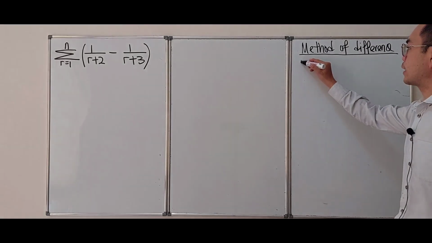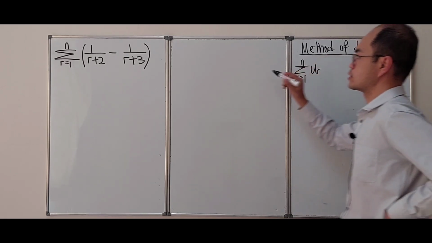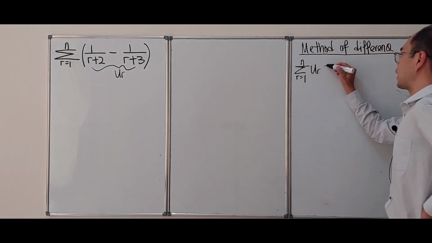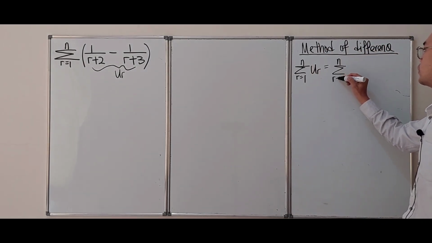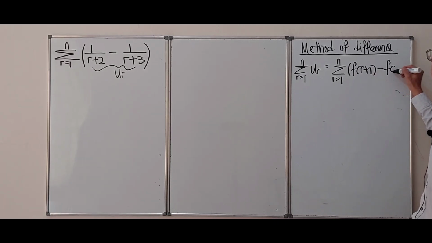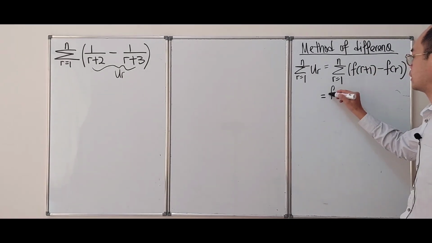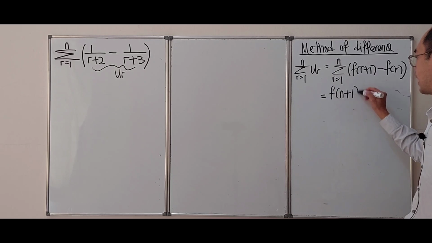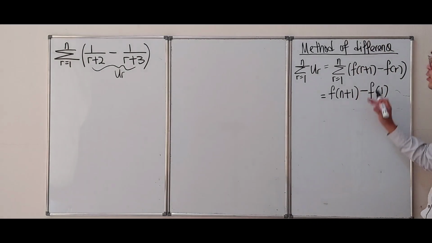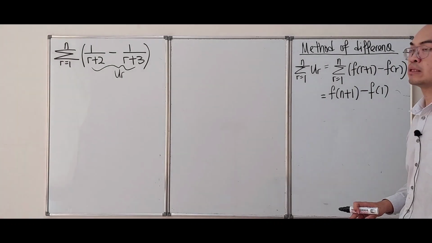If I can rewrite my sum of a series, this is my Ur, my rth term, can be rewritten in terms of f r plus 1 minus f r. Then you can find the sum of the first n terms will be f n plus 1 minus f 1. Alright, so this is the method of difference, as long as I can rewrite the term in terms of f r plus 1 minus f r.